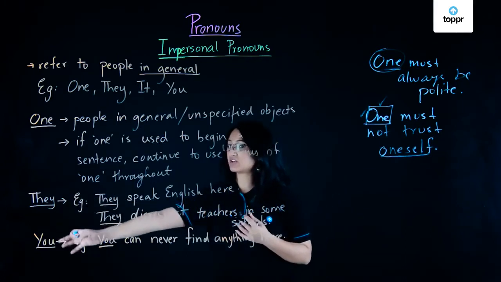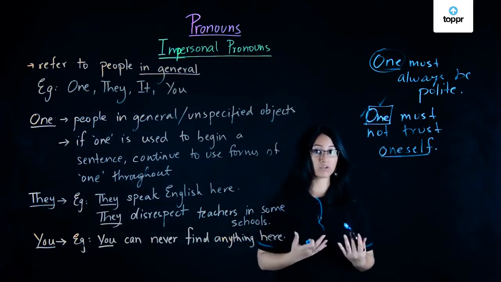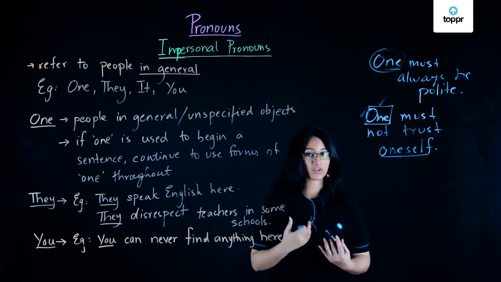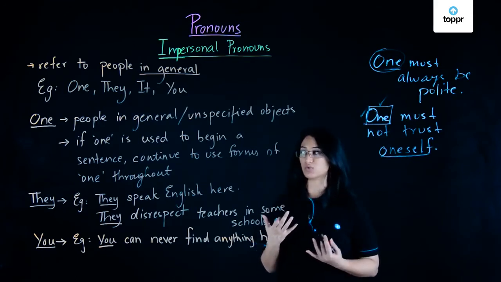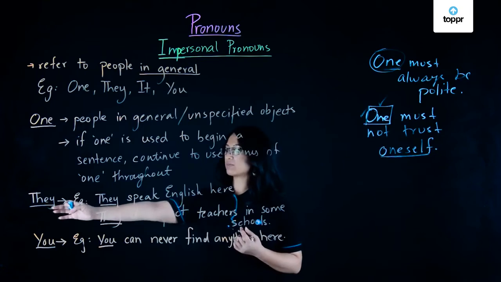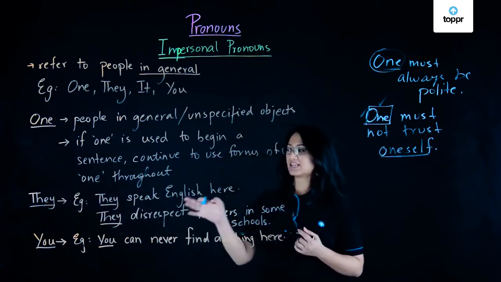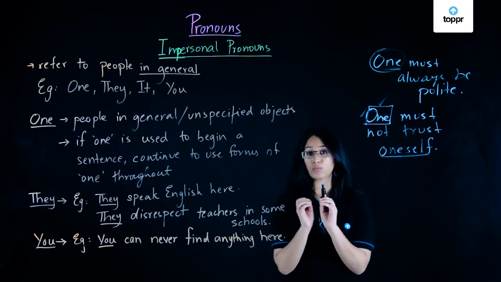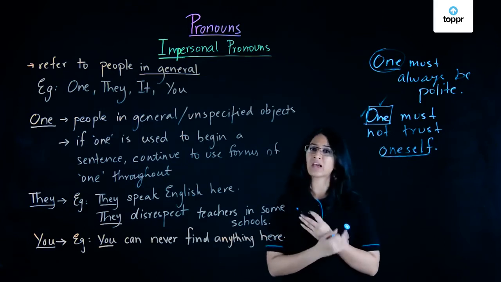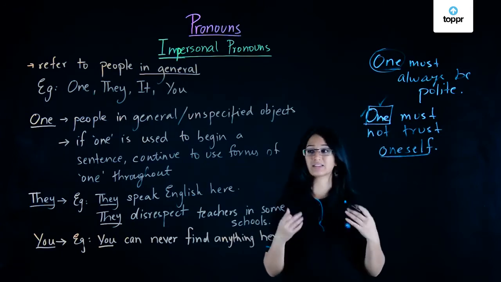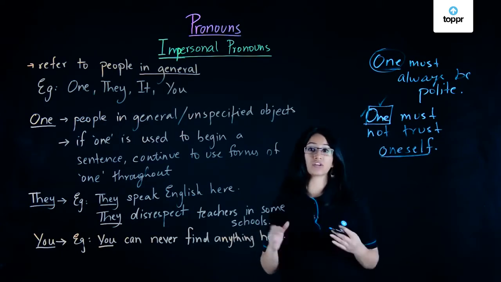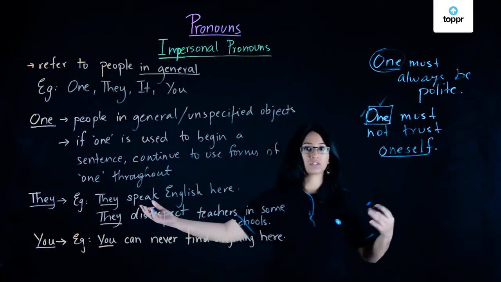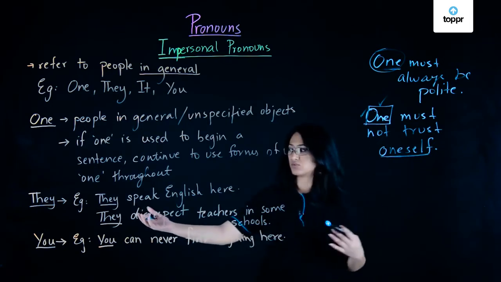How do you use they and you? So, they and you have the same purpose as one in a sentence. When you want to refer to something in a more general or unspecific way, we can use these as pronouns to do so. So, let's take a look at an example using they. We have they speak English here. I am not referring to a specific person or a group of people using the word they here. I'm simply stating it as a general fact that they speak English here. They is not referring to anybody in particular. So here, they is behaving as an impersonal pronoun, not a personal pronoun.